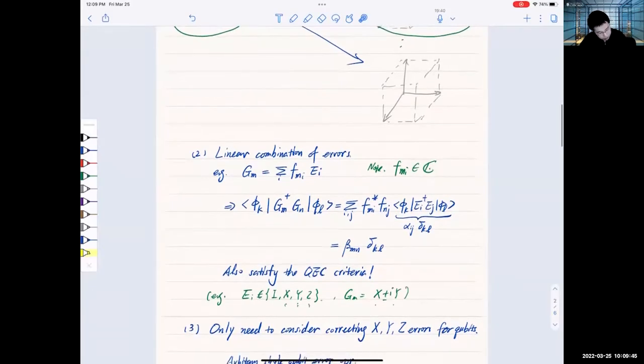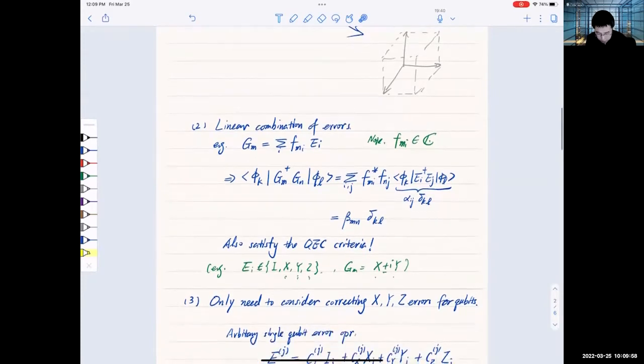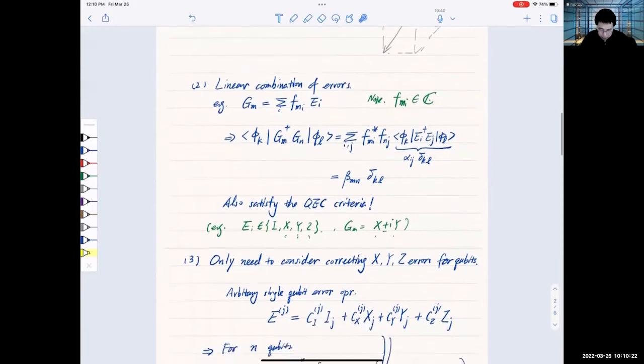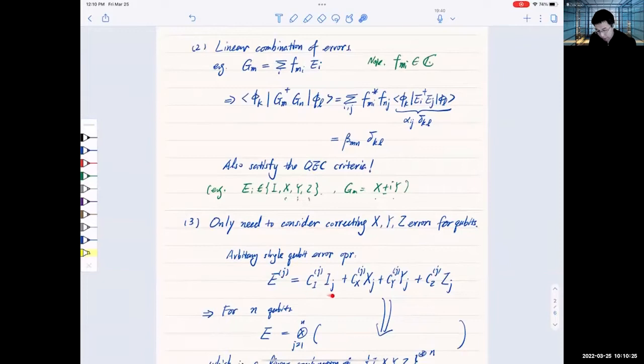Moreover, for the qubit case, that immediately implies we only need to consider correcting X, Y, Z Pauli errors for qubits, because for individual qubit uncorrelated errors that will be sufficient. We just need to make sure that a sufficient number of qubit errors, up to a certain number, can be corrected. And any linear combination of those qubit errors is also guaranteed to be corrected because of the statement that linear combinations of errors are guaranteed to satisfy the error correction criteria. So any individual qubit error can be written as a linear combination of Pauli X, Y, Z and identity.